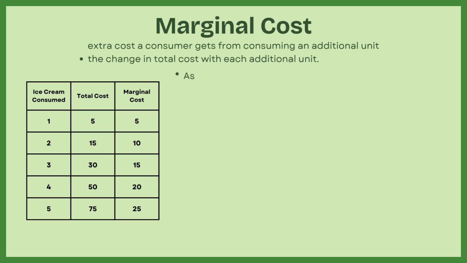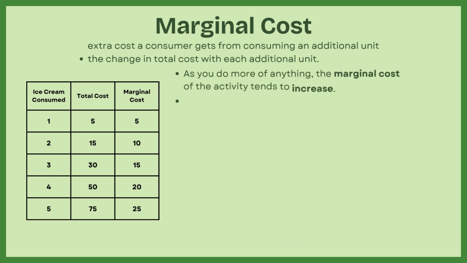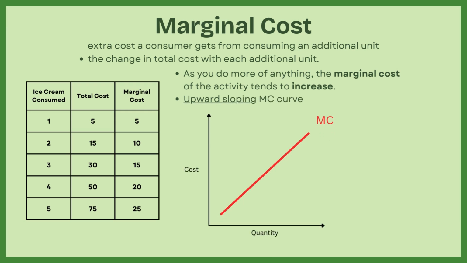Typically, as you do more of anything, the marginal cost of the activity tends to increase. This leads to an upward sloping marginal cost curve.